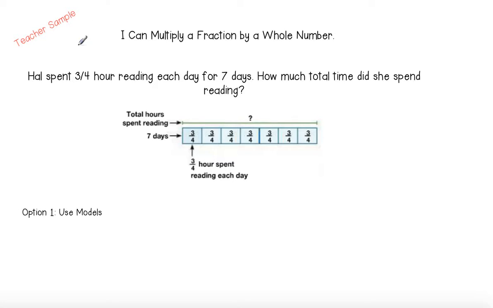As always, starting with the cubing strategy, circling our key numbers, 3/4 and 7, underlining the question, boxing any key words, which is each, and I would say that total time should be a keyword, eliminating anything we don't need, and then solving.